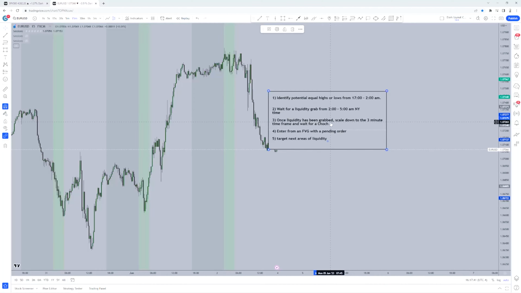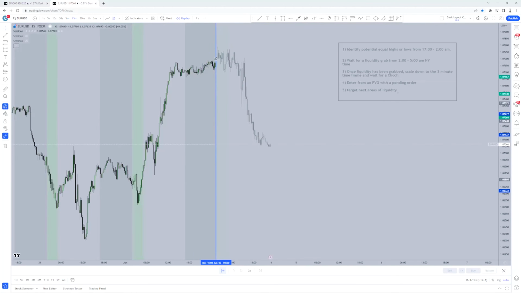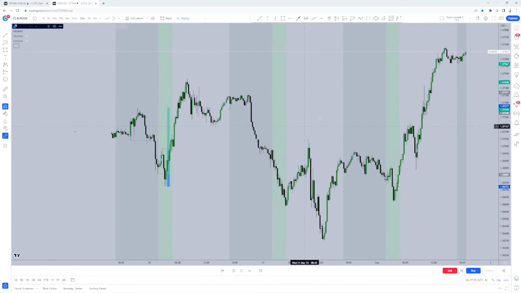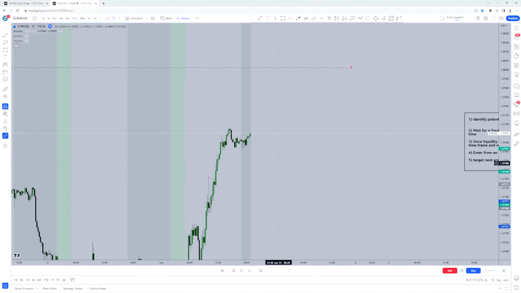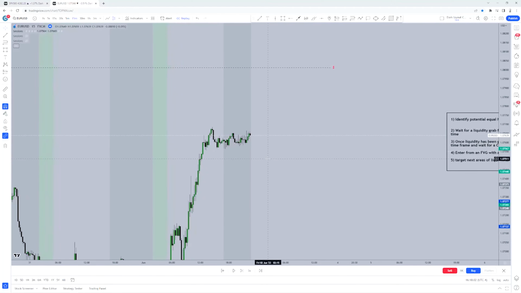Once liquidity has been grabbed, scale down to the 3-minute time frame and wait for a change of character. Enter from a fair value gap with a pending order and target next areas of liquidity. In this occasion, we will be starting with the first example. The gray zones, as I talked about them, are the zones between 5 p.m. and 2 a.m. New York time.